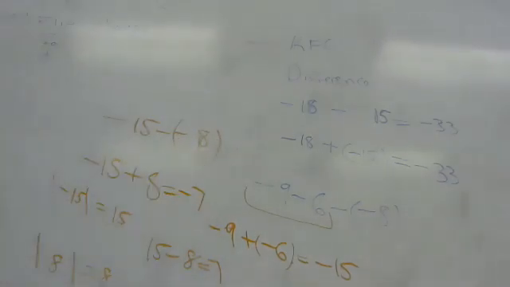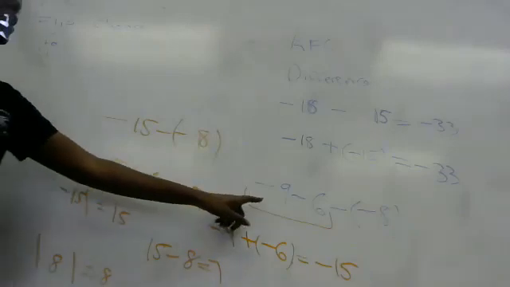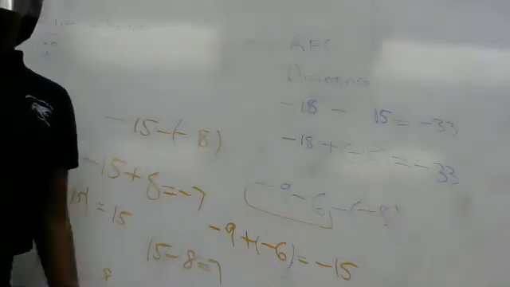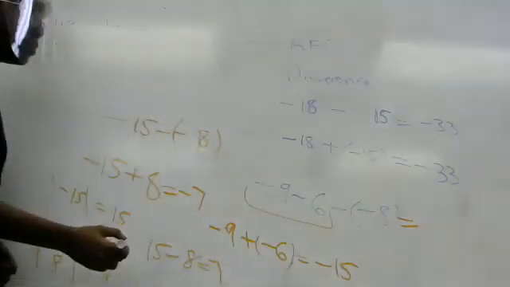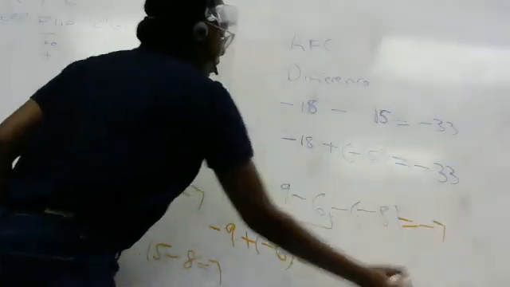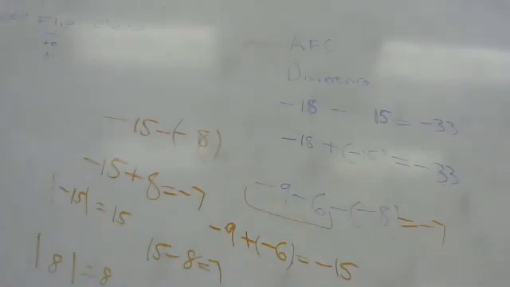All right, so -9 minus 6 minus -8 is equal to -7. Any questions on how to subtract with these integers? Nope, they're simple. All right, so now let's do a word problem.